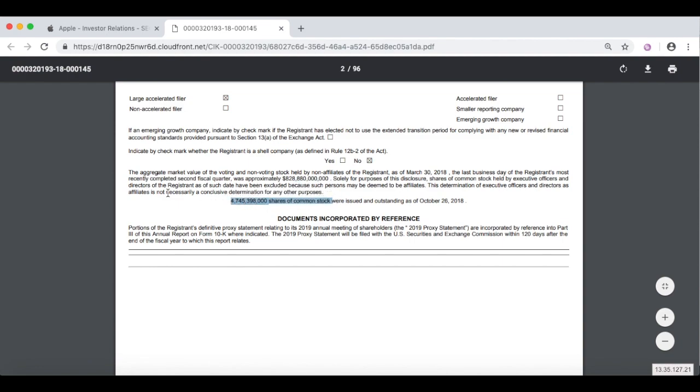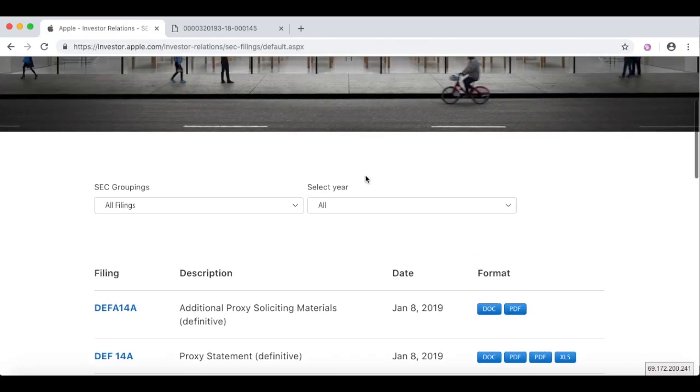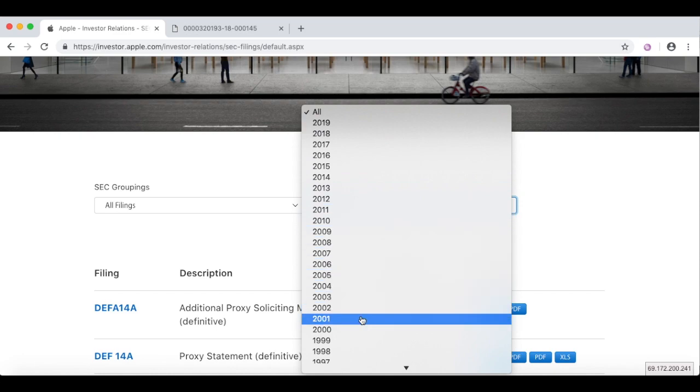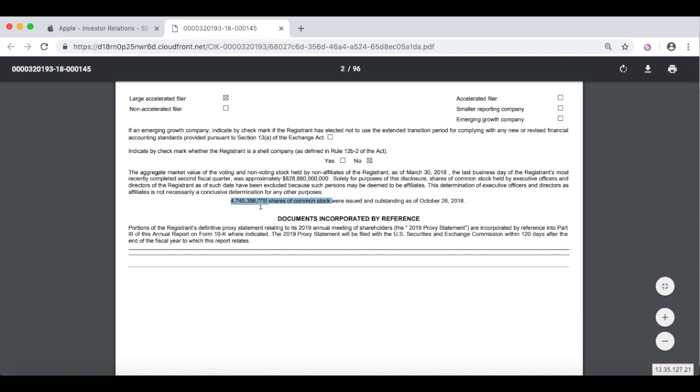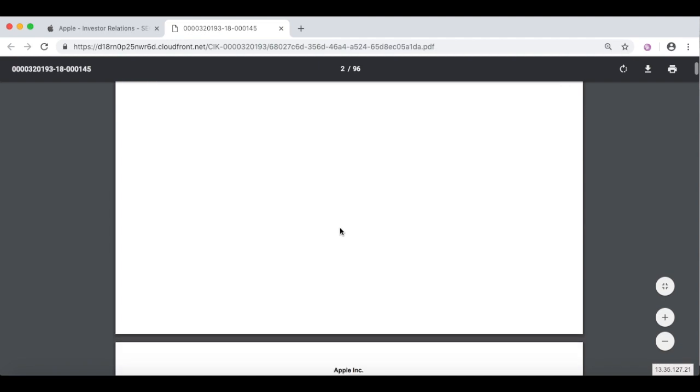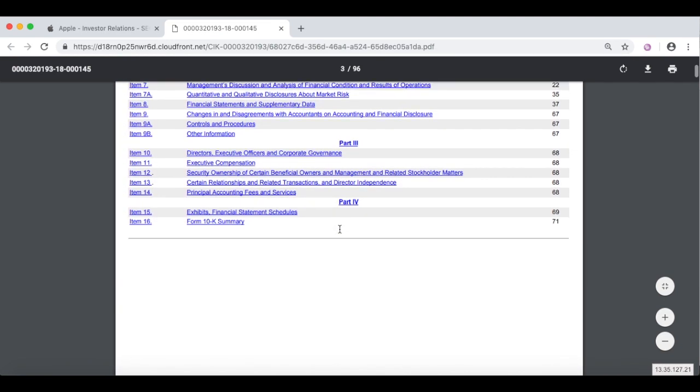If you wanted to do a comparison, you could come back here and say, geez, I wonder how many shares Apple had back in the year 2000. Well, you could figure that out because it'd be on the bottom of the 10K there. You could also see the approximate market cap of Apple as well. I bet it wasn't quite $828 billion. And if you knew that back then, you would have bought all the shares you possibly could.